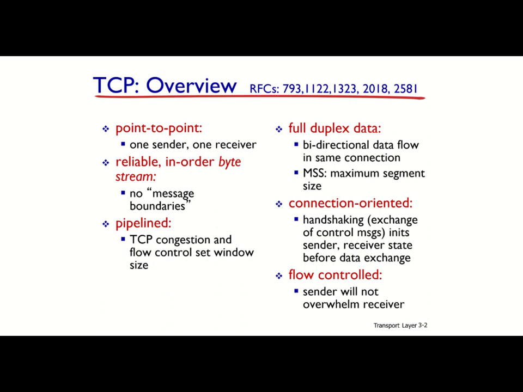Also, it is connection oriented, which means we have to have a handshaking step at the beginning between the two parties, sender and receiver, before any data exchange. And it also has flow control mechanisms, which means the sender cannot overwhelm the receiver by sending so much data at the same time and making the receiver's buffer full.